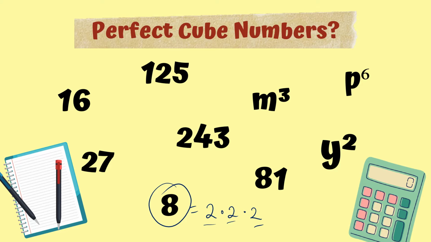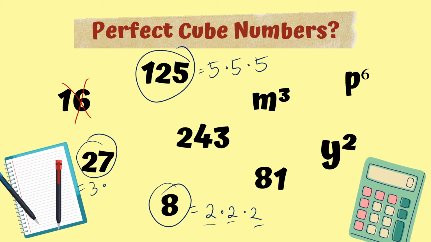So what else? Alin pa sa mga number na yan ang perfect cube numbers? Si 16. Is it a perfect cube number? No, because this is a perfect square number. And there's no such number that when you use as a factor 3 times, it will give you a result of 16. How about 125? Yes. Why? Because it is the result of 5 times 5 times 5. How about 27? Yes, that is the result of 3 times 3 times 3.